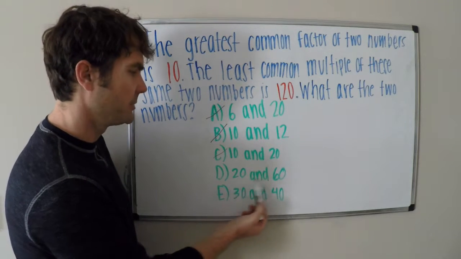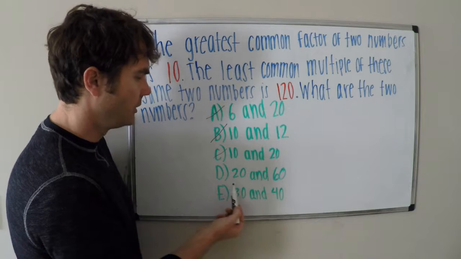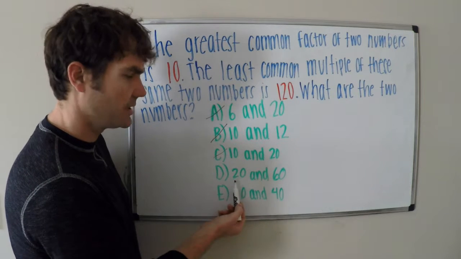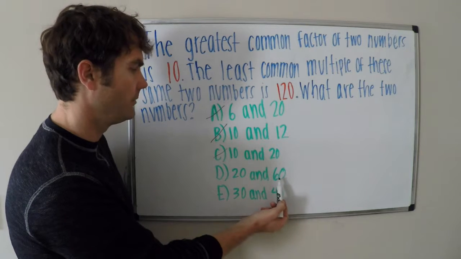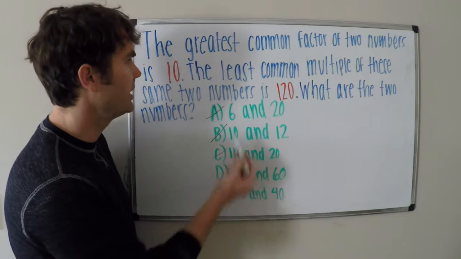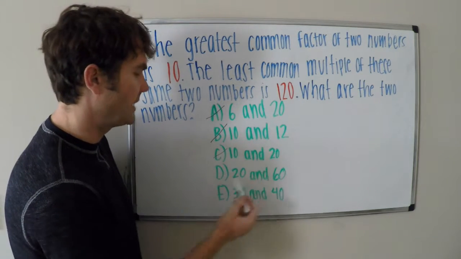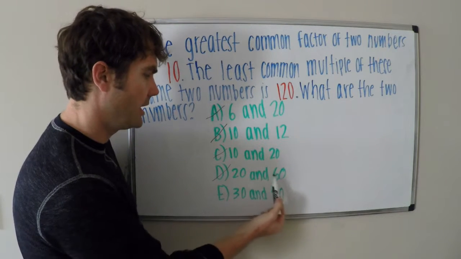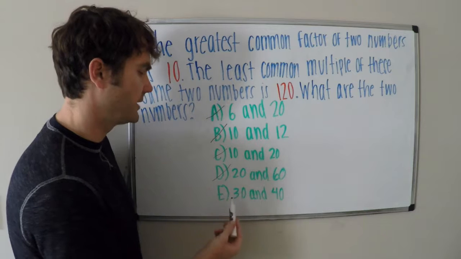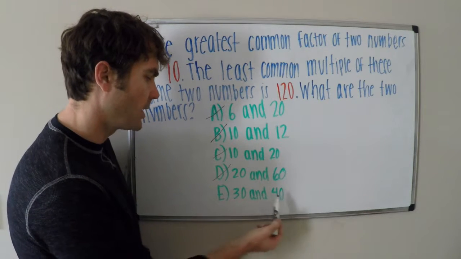The least common multiple here would be 60. And looking at D a second time, actually the GCF here would have been 20 and not 10. So while 10 was a common factor, it was not the greatest common factor. So that one fails both the GCF and the LCM test. And that leaves us with 30 and 40.